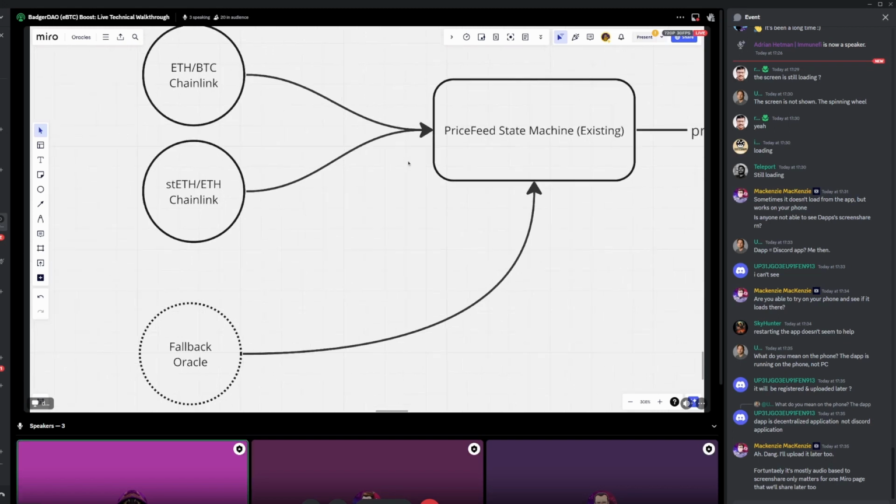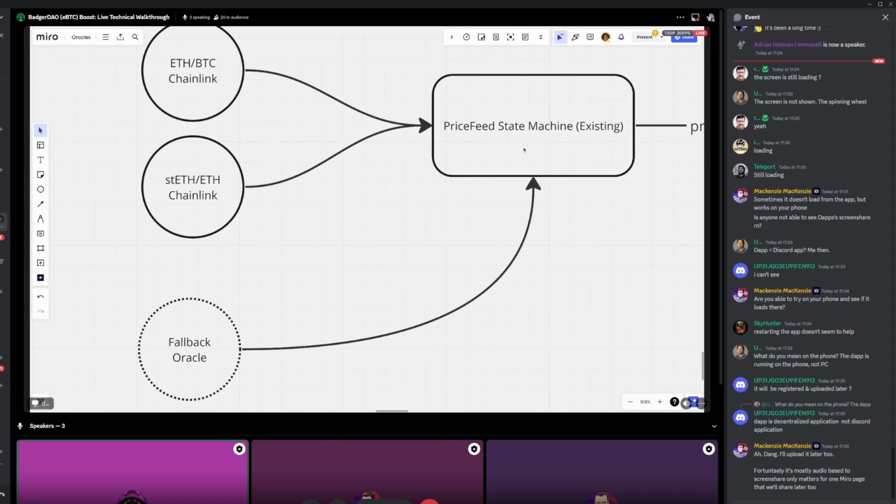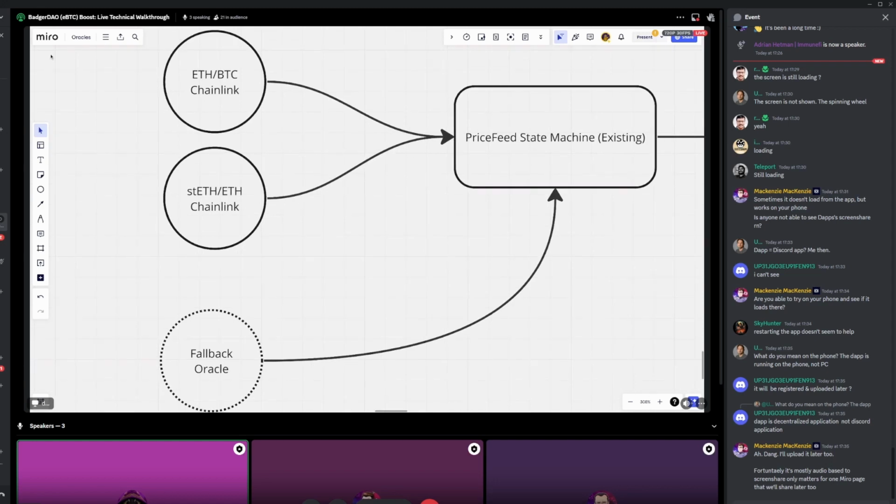And then it had kind of a state machine, and still does, to define what to do depending on how live and functional these oracles are. And then if it deems them sufficiently broken, it can fall back to an optional fallback oracle that isn't defined in the protocol right now. And so this is how it worked going into the contest.